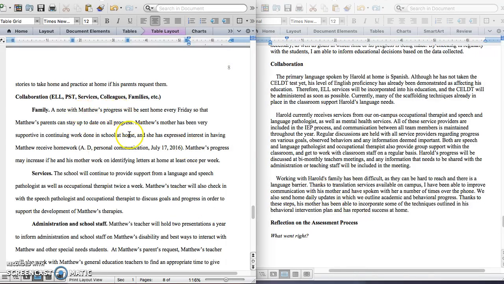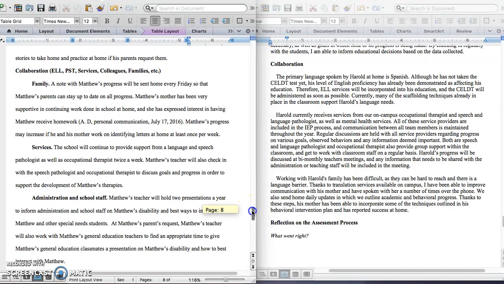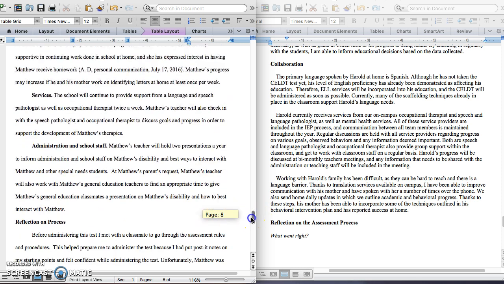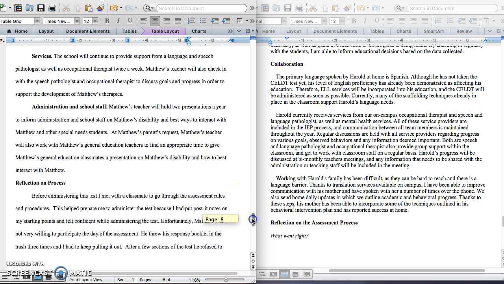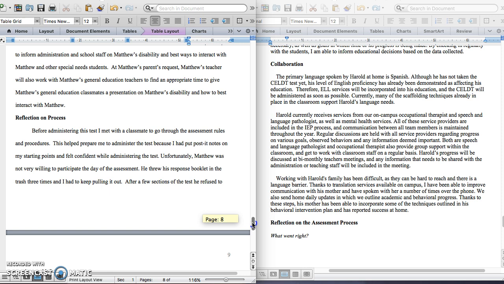Here she talks about what the family, a note being sent home, services from the school, with occupational therapy and administrative staff, talking to the administrative staff about what it's like to work with somebody with Down syndrome to make sure that they are being treated well.